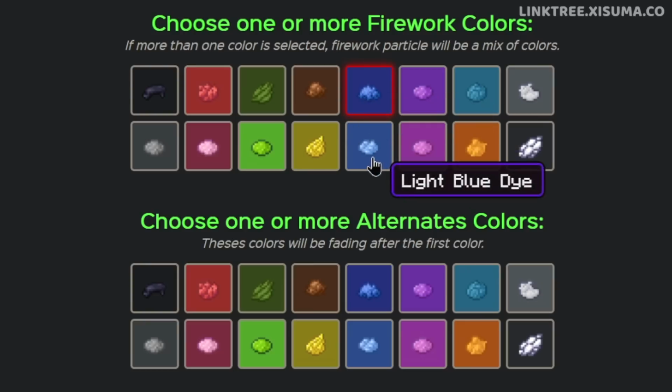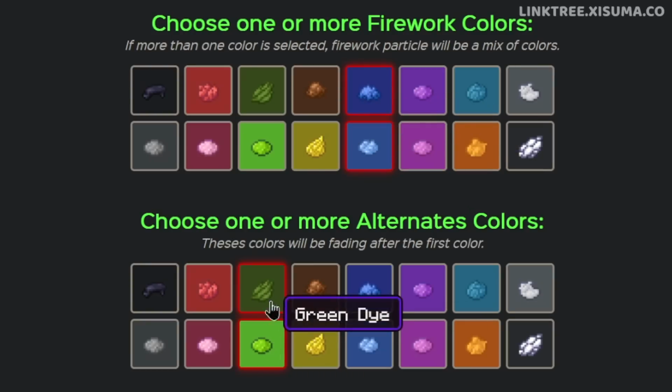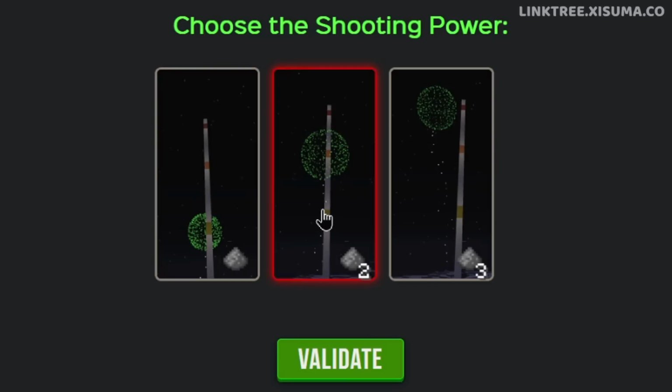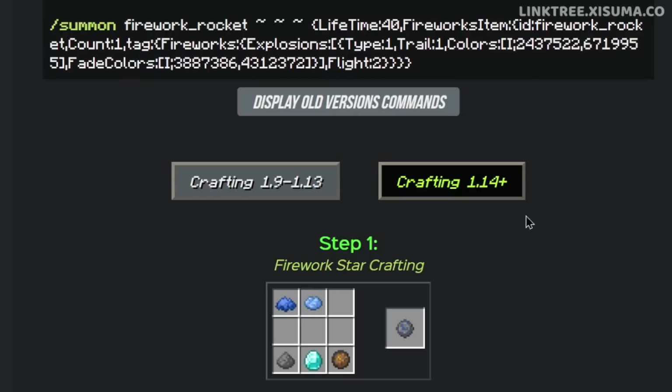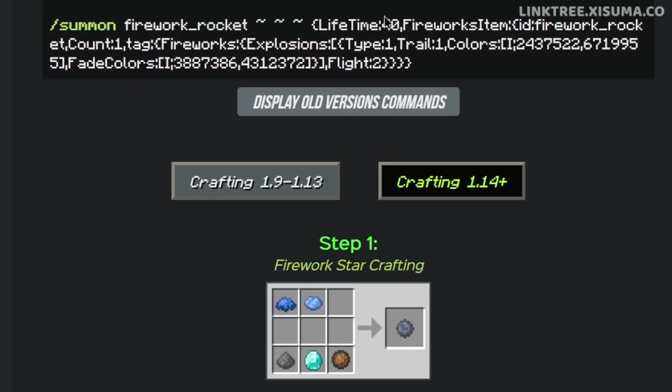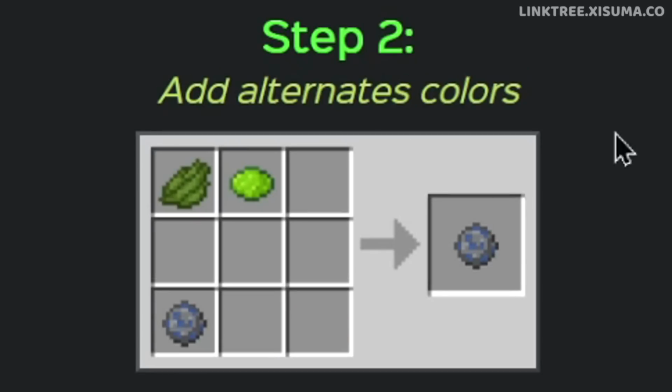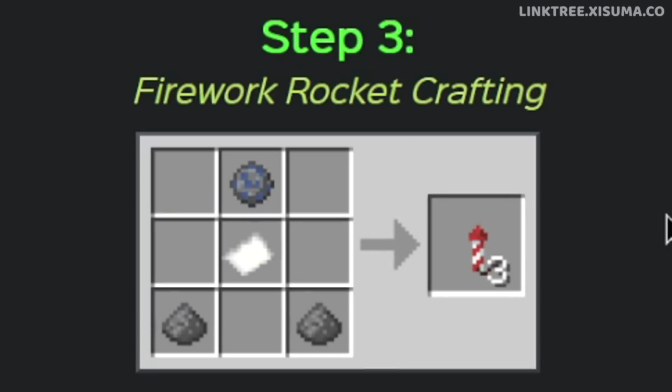So you can select your colors, which is pretty straightforward. But this is the bit that I love, the explosion shape and the type of effect that you can apply. And then you've got the shooting power. But once you validate it, it's going to put it into a command for you to use if you're in creative, or you get your step-by-step instructions on how to craft this particular rocket.